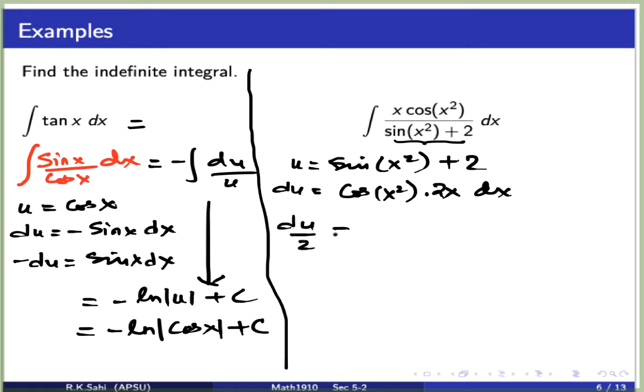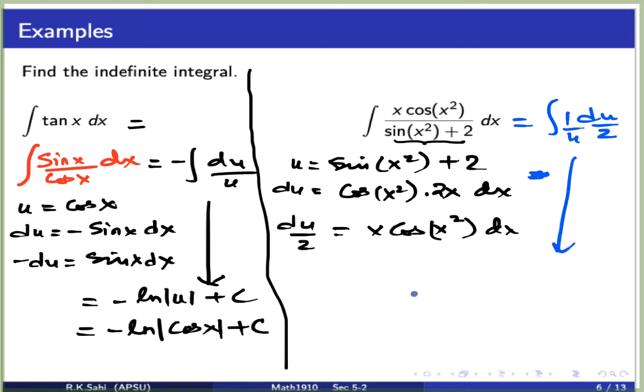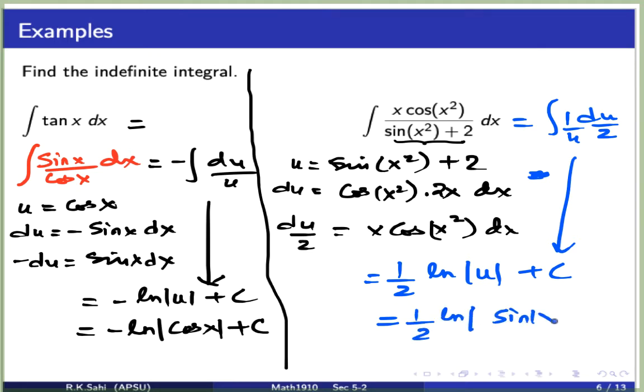So we say, hey, du over 2 is x times cosine of x squared dx. So we can change the original problem in terms of u. It's going to be du over 2, because x cosine x squared dx is du over 2, and then 1 over sine x squared plus 2 is u. So what do we get? This one is half natural log of u, and the final answer, when you replace u by the substitution we did earlier, is half natural log of sine x squared plus 2, plus c. So this was some trick.